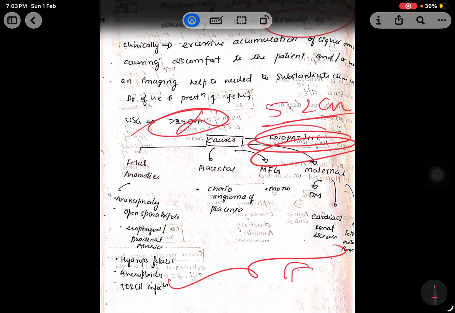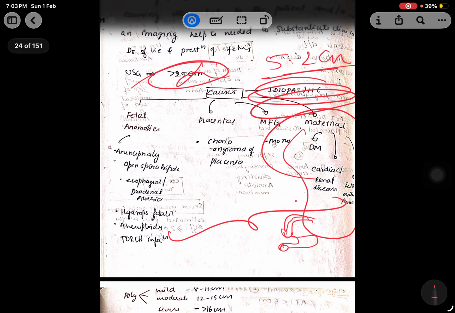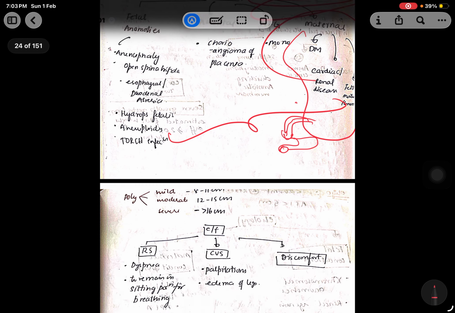So you can start from head to toe. If the baby is unable to swallow, then you might have tracheoesophageal fistula, duodenal atresia, or any neuro-related things, for example anencephaly or spina bifida. Then what about the placental cause? You might have chorioangioma, that is whenever there is increased surface area of the placenta. Then if it's obviously a multi-fetal gestation, you can have this. Then these are the medical conditions which cause polyhydramnios, which is one of the most common causes.